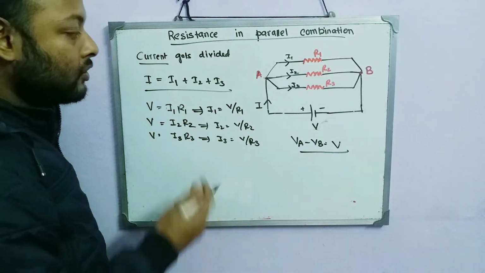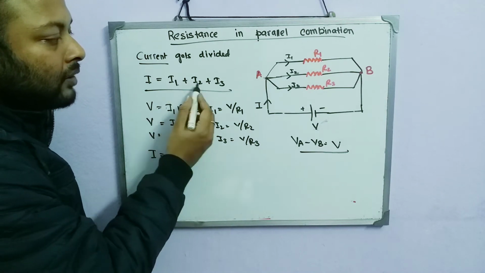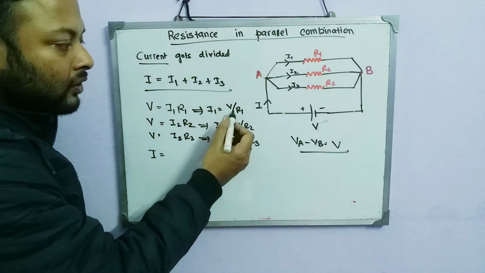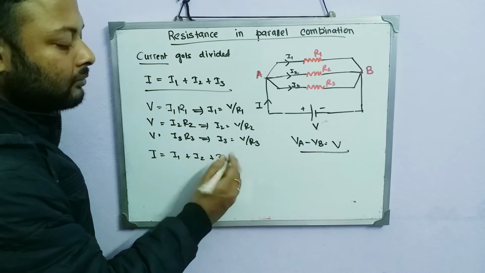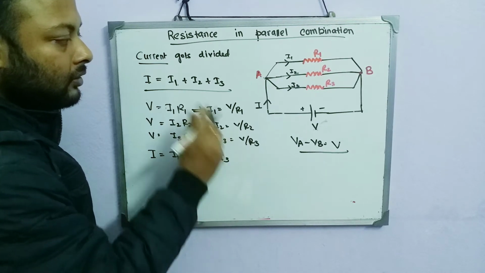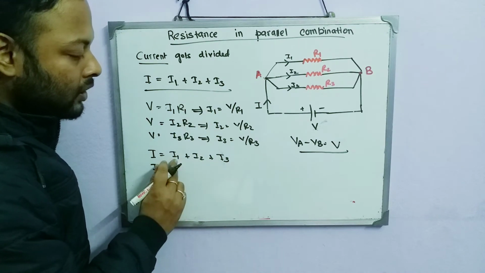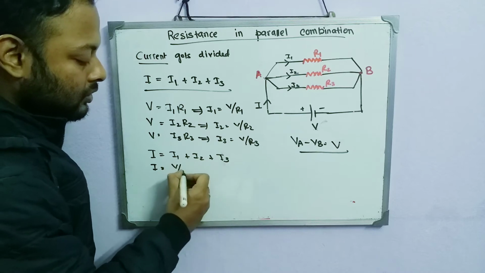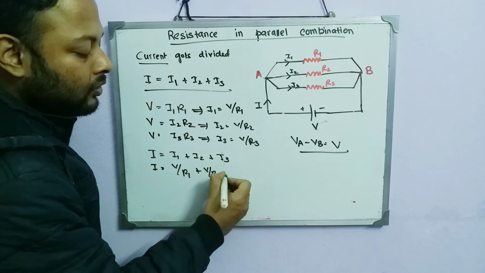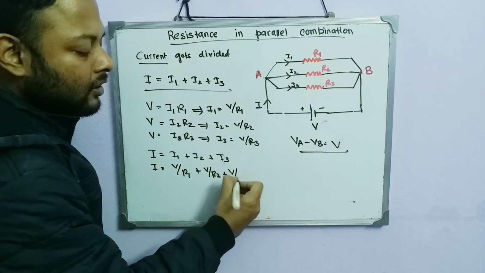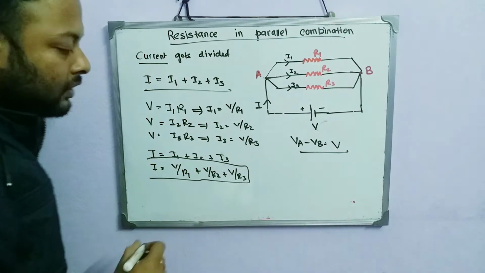Okay, got it? So if I use over here the net current I is equal to I1 plus I2 plus I3, that will be equal to how much? Same equation I'm writing. Now this net current will be equal to I1, which means V by R1, plus I2, which is V by R2, and I3, which is V by R3.